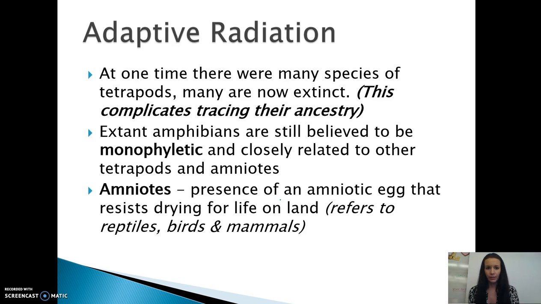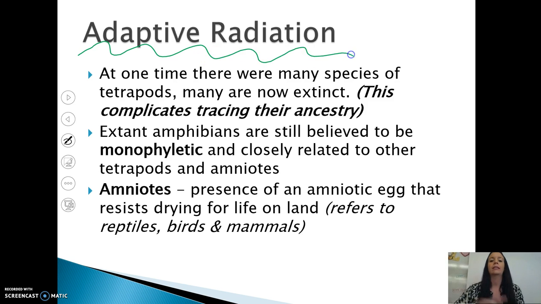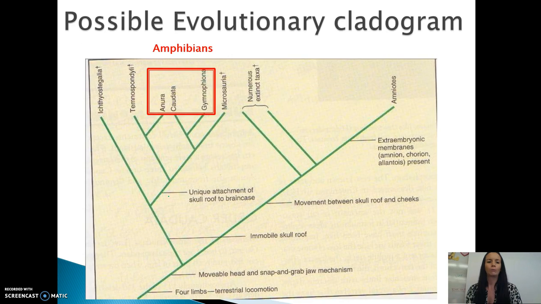So how did we get all these species? Well, a common concept called adaptive radiation is basically how one species eventually evolves into many, many different species. So at one time, there were many species of tetrapods, which were from this common ancestor, but they are now extinct, which makes tracing the ancestry a little difficult. So they're still thought to be closely related to modern tetrapods and amniotes, and a quick refresher there too is amniotes is just the amniotic egg. So reptiles, birds, and mammals have this kind of egg because they live their lives completely on land. Amphibians have not reached this point yet because they still live in the water as well.